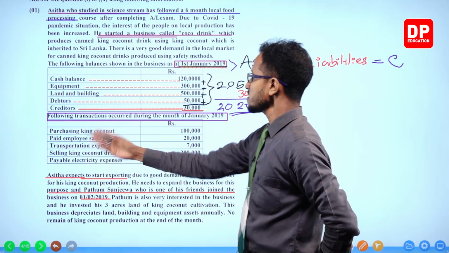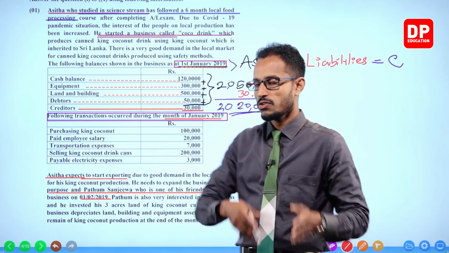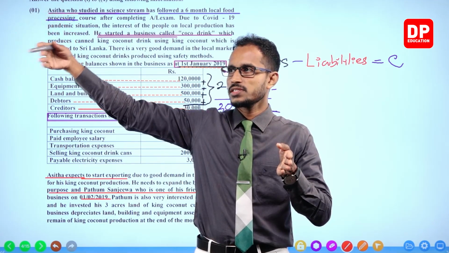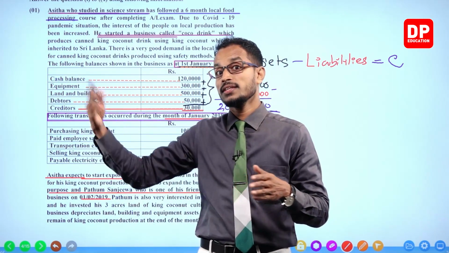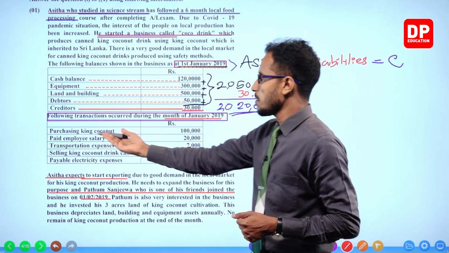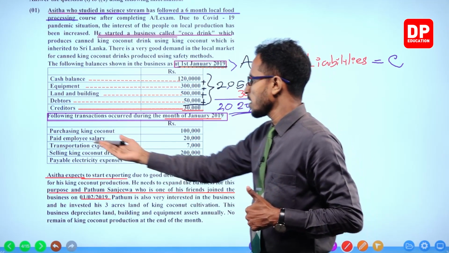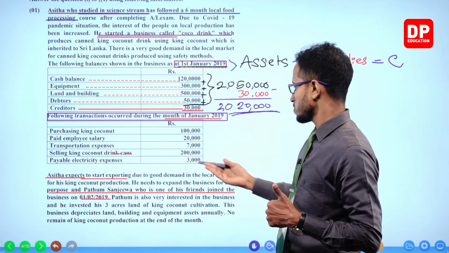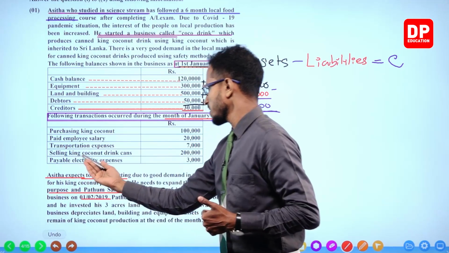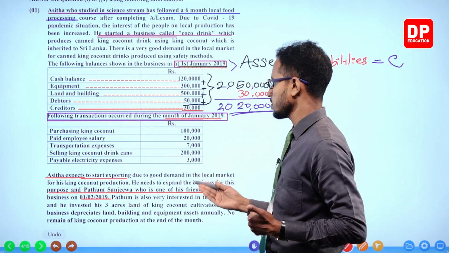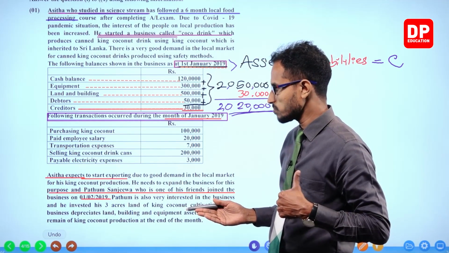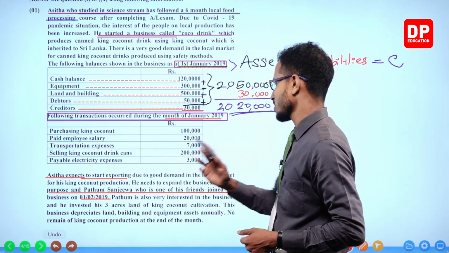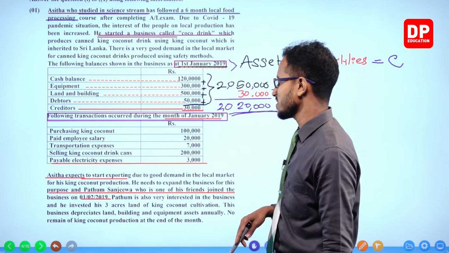Following transactions occurred during the month of January. From 1st of January up to 30th of January, these transactions have occurred. Purchasing king coconut, there's no liability there. Paid employee salary, no liabilities. Transportation expenses paid, no liabilities. Selling king coconut drinks cans, sales income, no liability. There's a liability here, the last one. Payable electricity expenses 3,000. This is another liability.